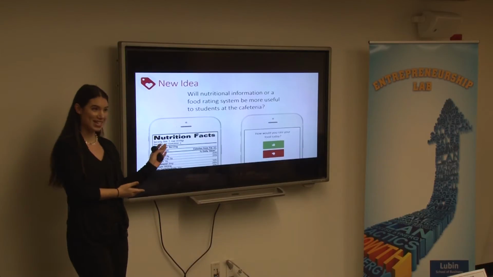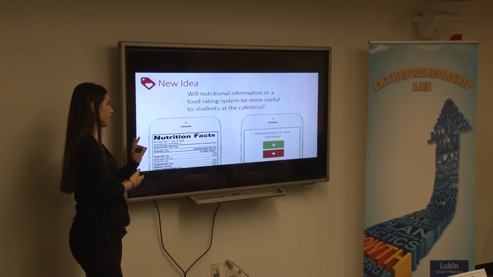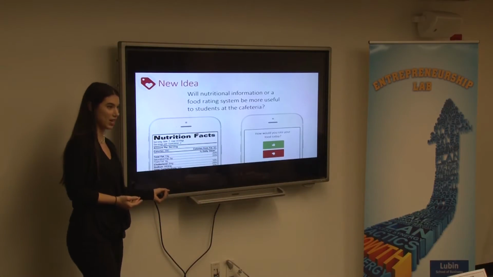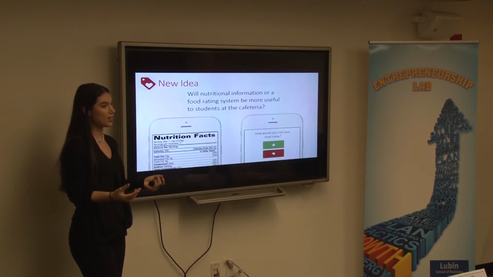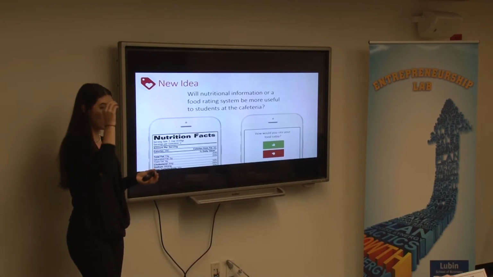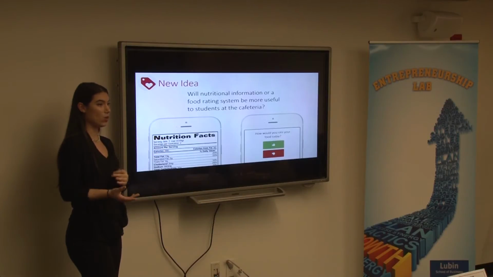So then I came up with a new idea and a new set of hypotheses, which was, would nutritional information or a rating system be more useful to students in the cafeteria? What I mean by nutritional information is that our cafeteria doesn't really provide all of the calories and ingredients directly on the food that is presented to us. It's kind of hidden and they have their own set of symbols.